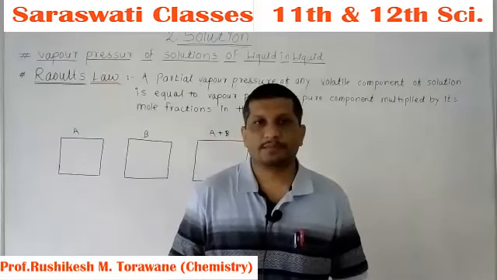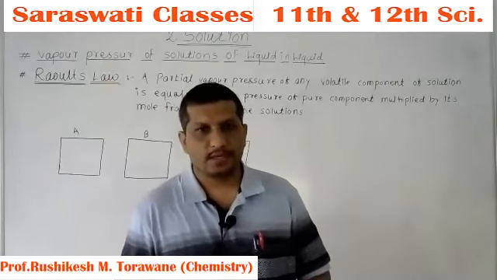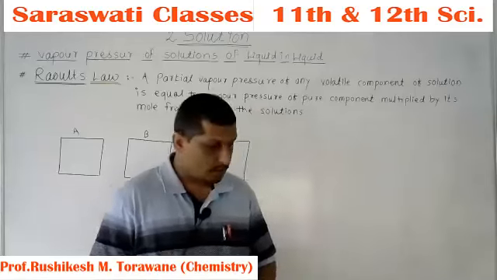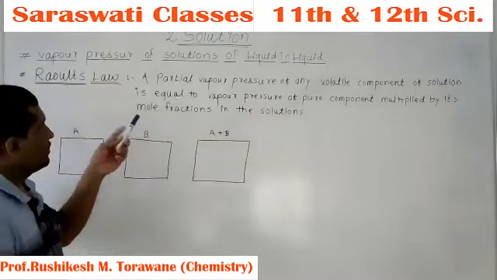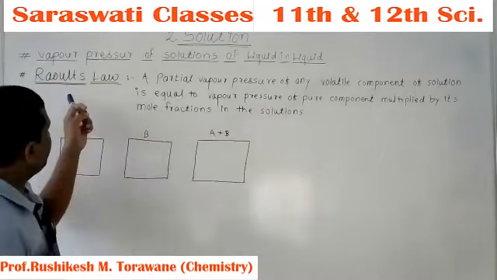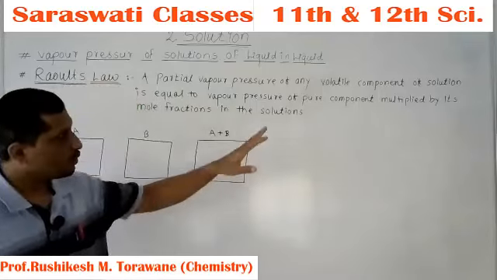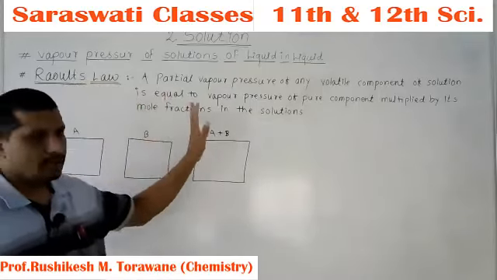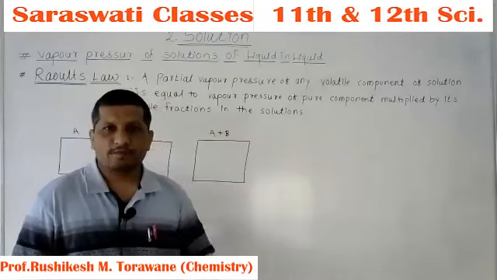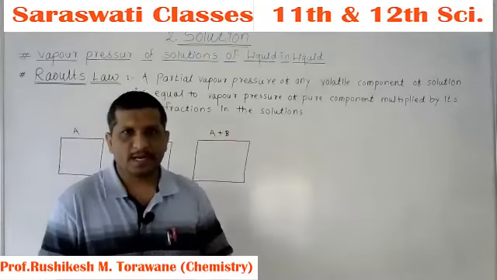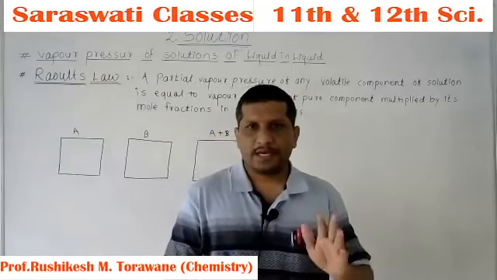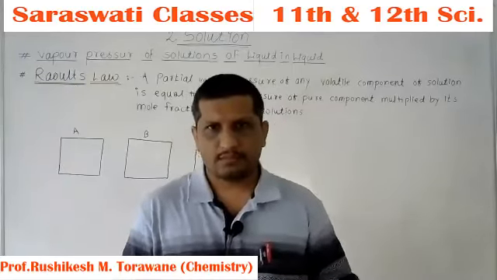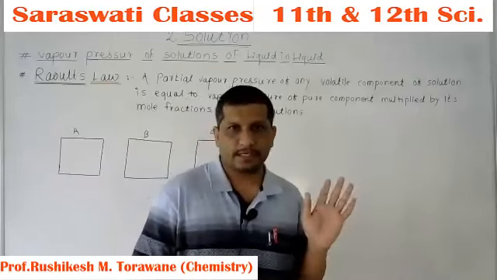We see the topic: vapor pressure of solutions of liquid in liquid, Raoult's law. Now here are the definitions: the partial vapor pressure of any volatile component in solution is equal to the vapor pressure of the pure component multiplied by its mole fraction. It's a very lengthy definition, but it's very easy to understand.